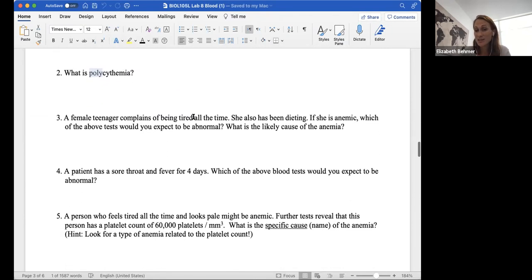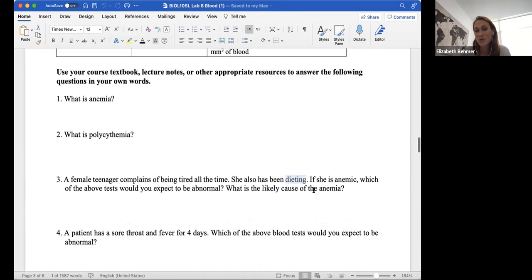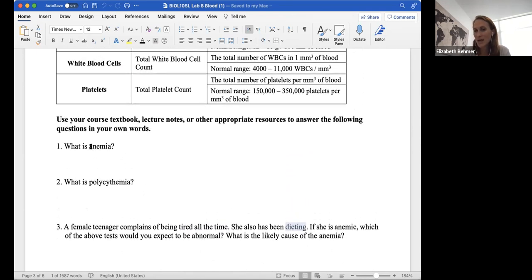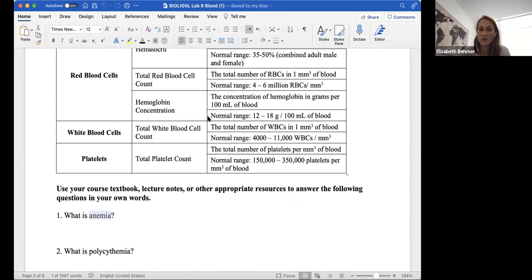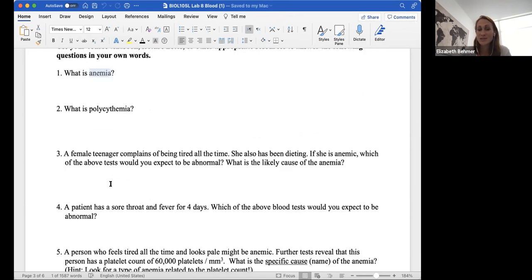A female complains of being tired all the time. She also has been dieting. If she's anemic, which of the above tests would you expect to be abnormal? And what is the likely cause of anemia? So I'll let you guys work through that on your own. Once you know what anemia is, you'd be able to tell that her red blood cells are low, her white blood cells... So I'll let you work through that as a critical thinking question.